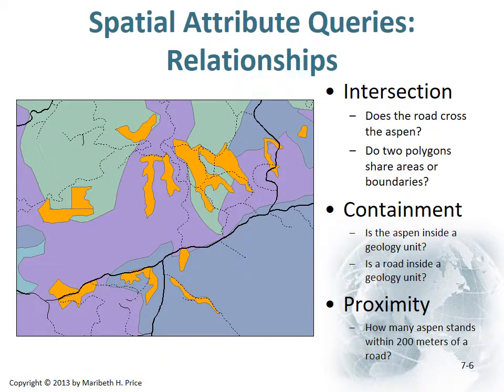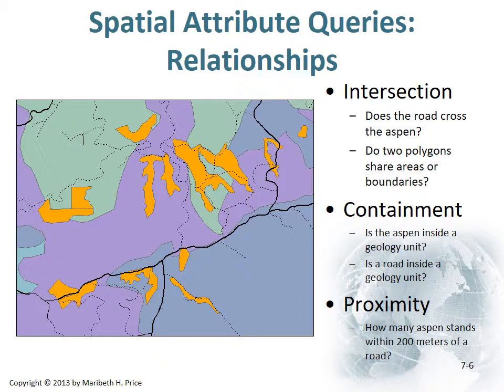Now we transition out of table-based queries and we start looking at spatial queries, relationships in space between attributes and variables and categories. So examples here using our Aspen stands again. Here are three major categories of spatial relationships: intersections, containment, and proximity, and questions that we might ask of the database.